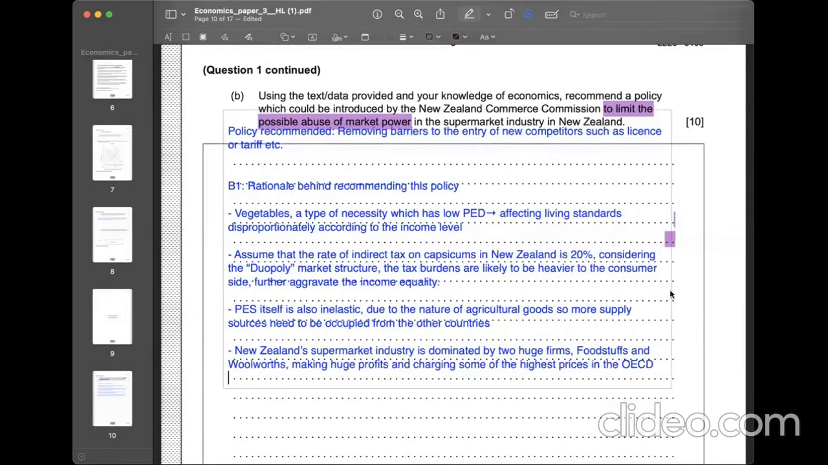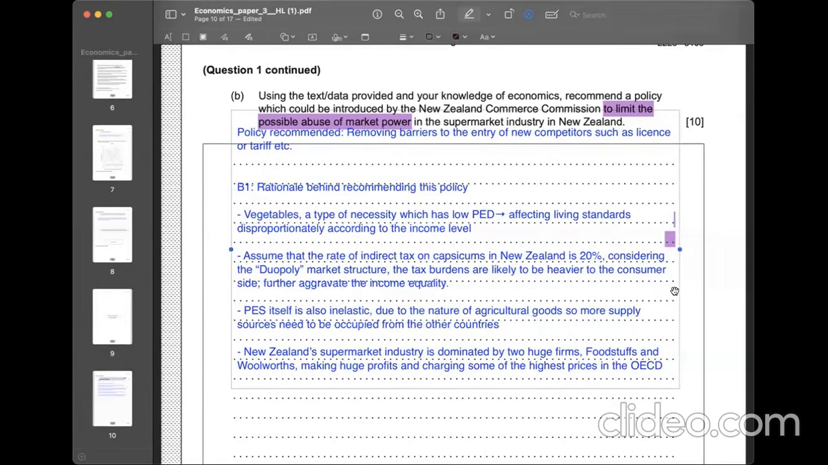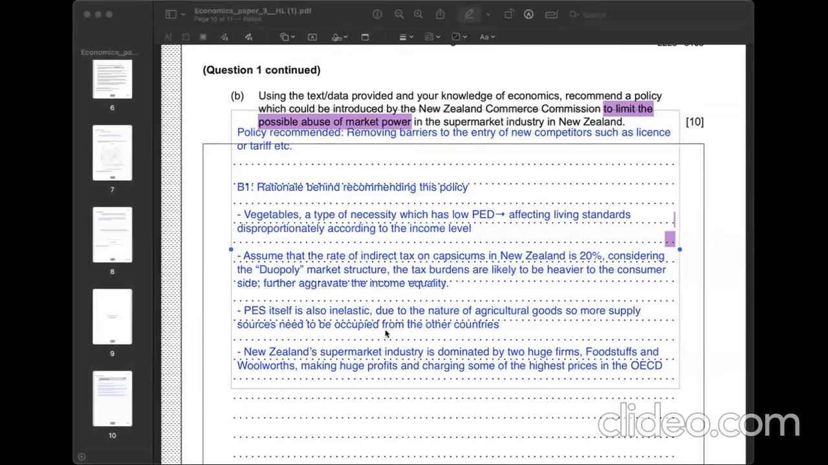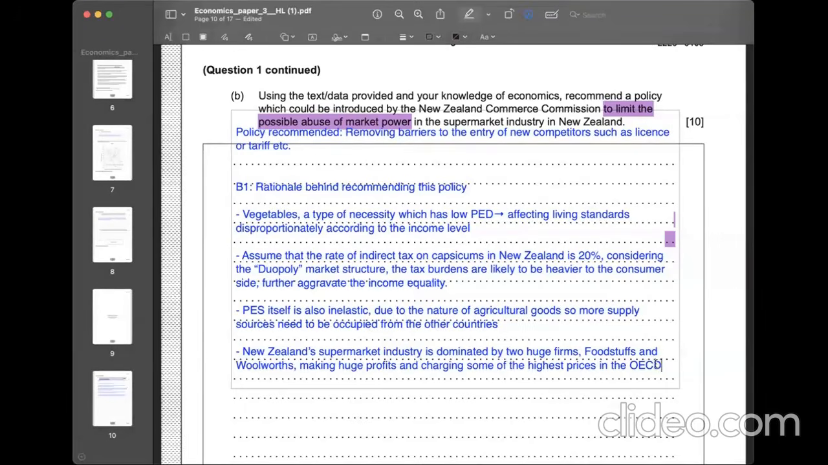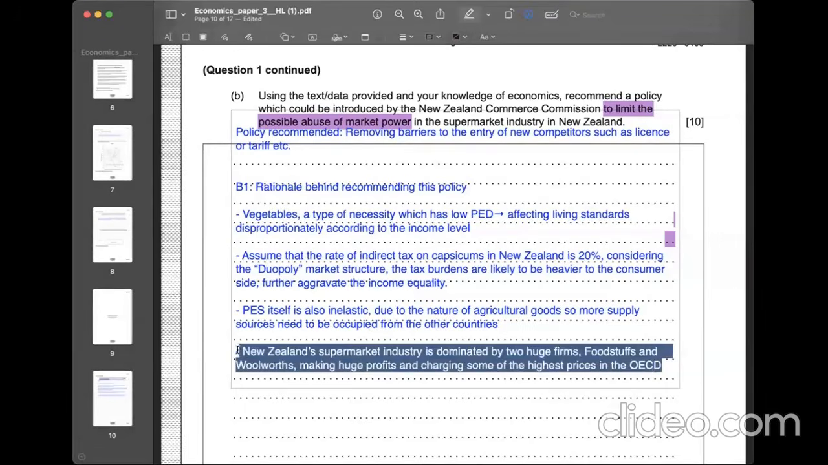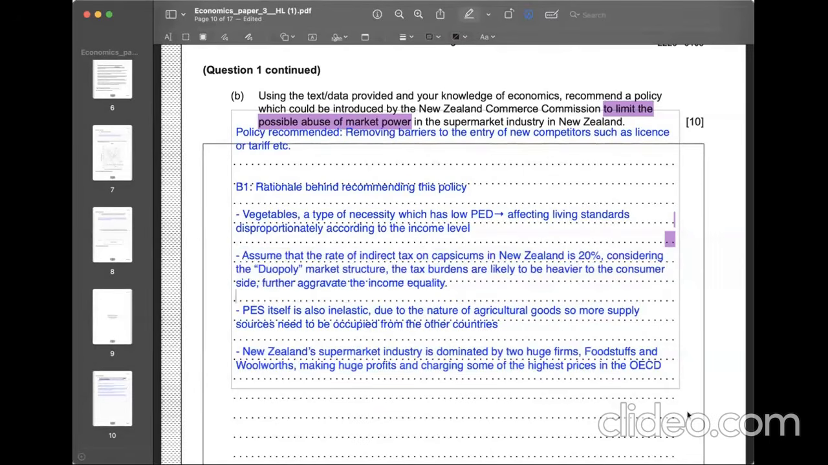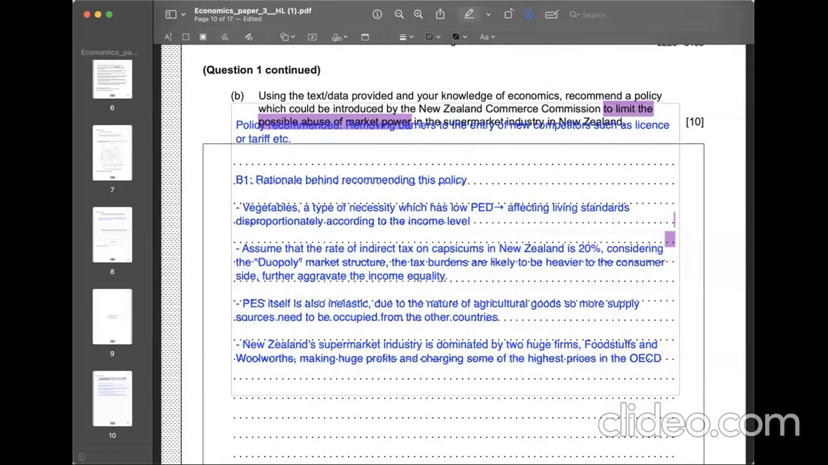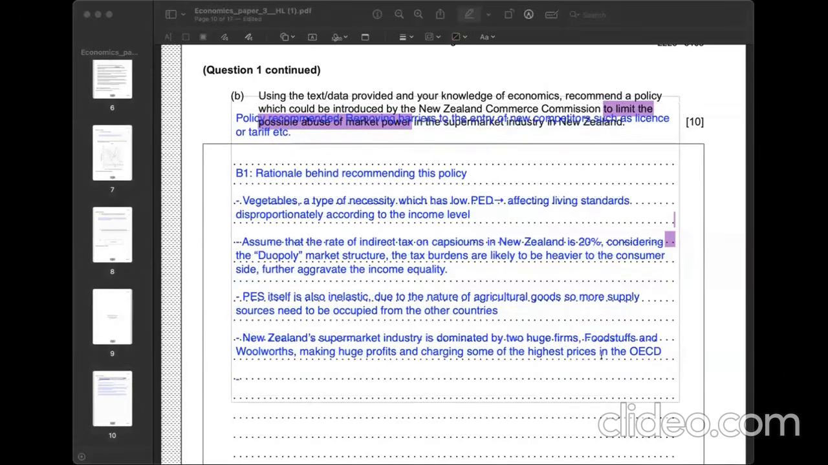Coming up, New Zealand's supermarket industry is dominated by two huge firms, as we already have talked about, such as Foodstuffs and Woolworths, making huge profits and charging some of the highest prices in the OECD. I think I have to use this evidence somewhere in here, along with this third one, maybe. But for now, let's just leave it there.